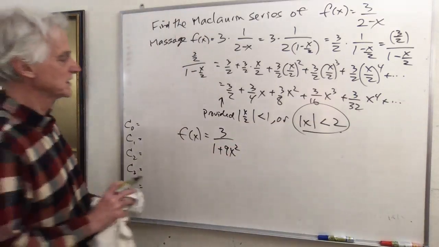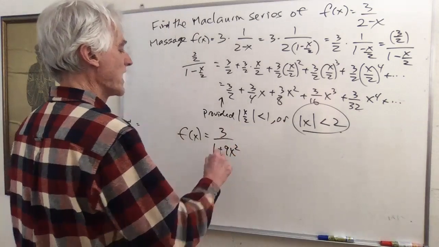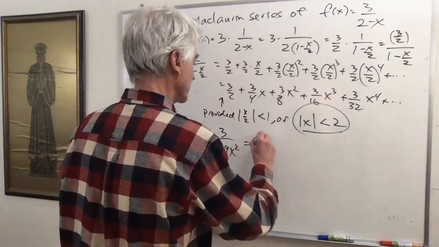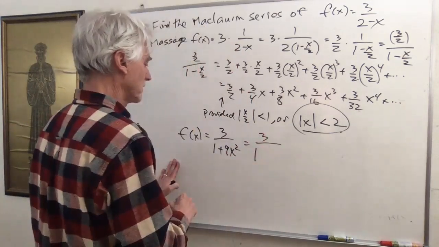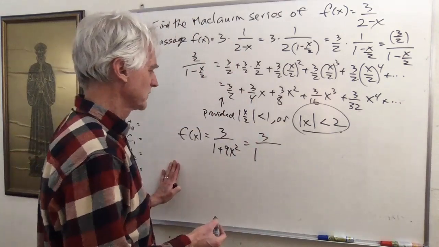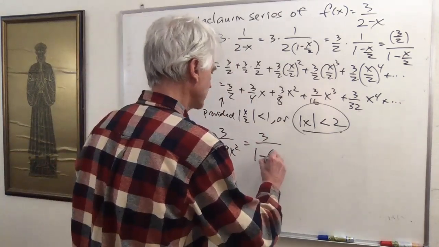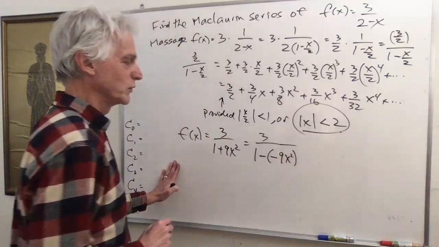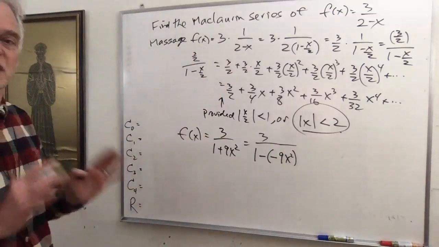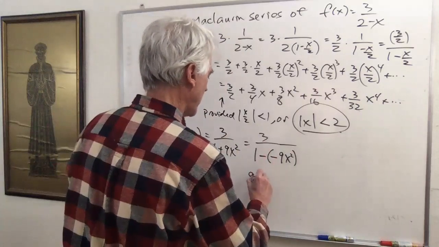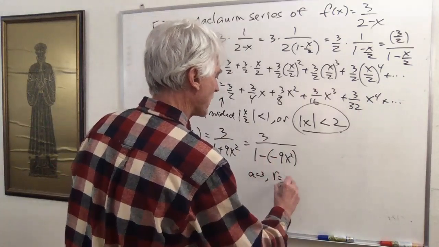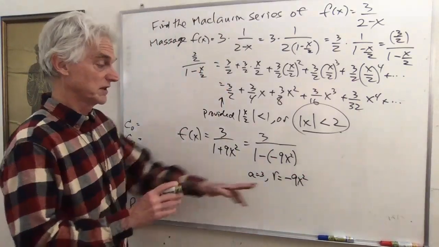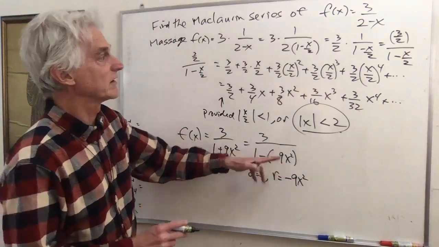Well, this is actually, in a way, closer than the previous one is to our geometric series. This is 3/1. Oh, I want 1 minus. Well, I got 1 plus. Oh, that's okay. It's 1 minus negative 9x squared. Ooh, cool. So this is still another geometric series. The first term, a, is 3. The common ratio, r, is minus 9x squared. Right? So the common ratio is that number there.